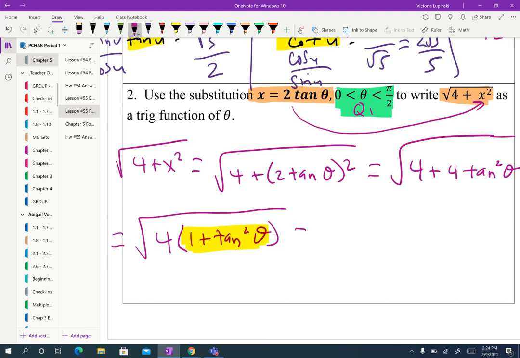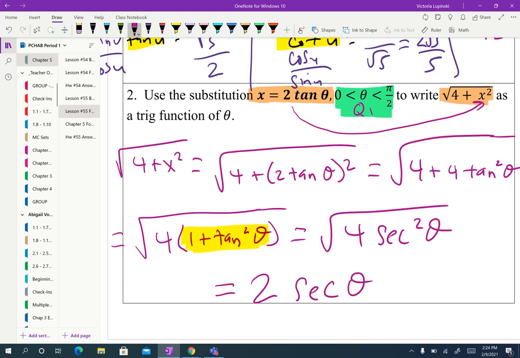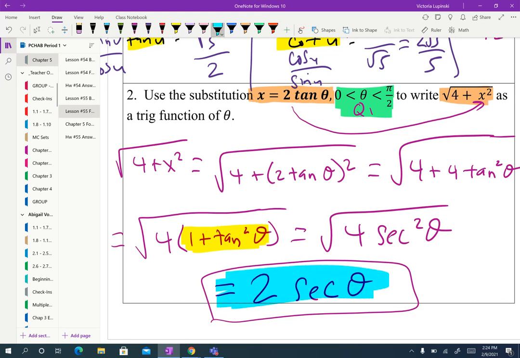So this is now going to become the square root of 4 times the secant squared of theta. And then life is really excellent because the square root of 4, that's a 2. The square root of the secant squared, that's just a secant, which means the whole point of this problem was I wanted to get down to 2 secant of theta. Sooner rather than later, there's going to be more that I want to do with that. But for now, you're just making sure that you can do the substitution.